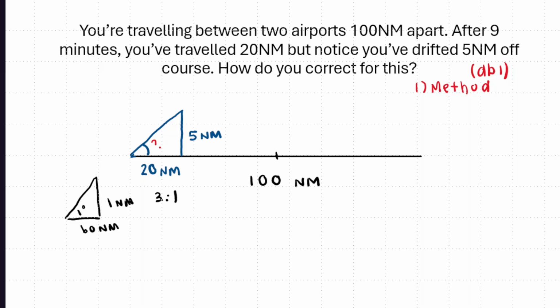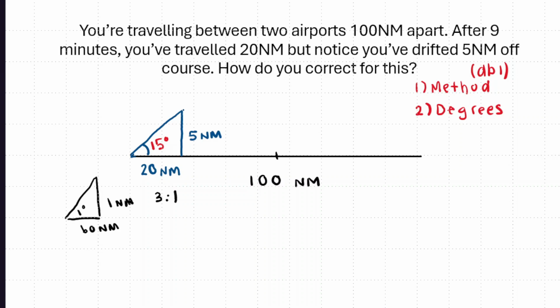And then, how did I tell you we were going to find this heading here? Well, we're going to multiply how many nautical miles we've drifted off track by that ratio, right? So in that case, if we multiplied 5 by 3, how many degrees off are we going to be? We're going to be 15 degrees off, right? So now we know what method we're using. We've determined how many degrees we've drifted. So now our final step is going to be figuring out how to correct for it.